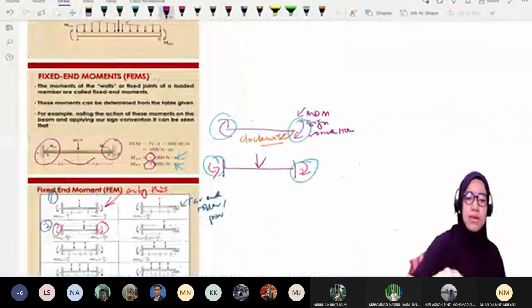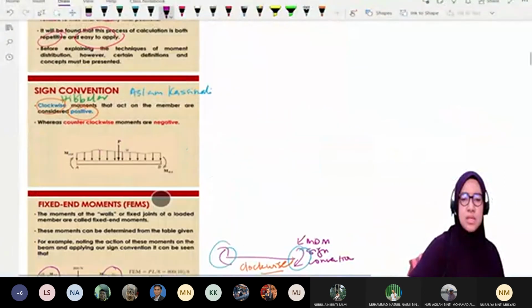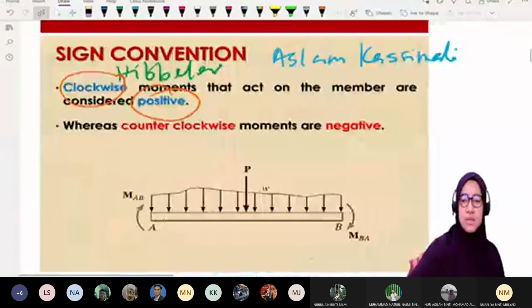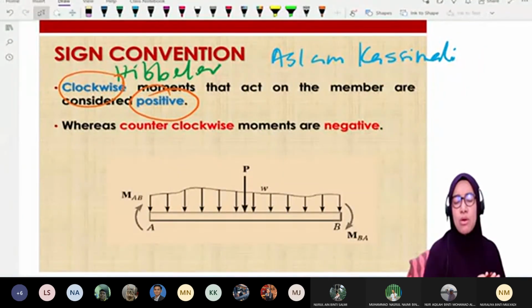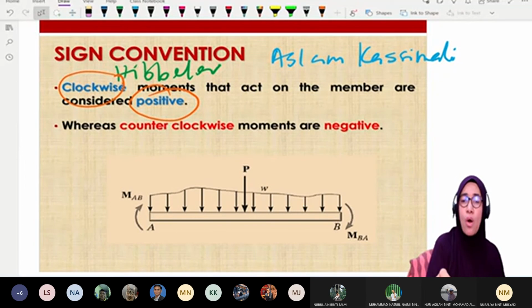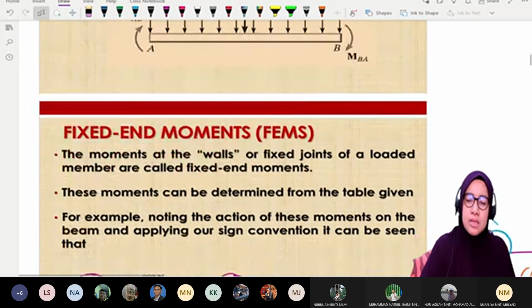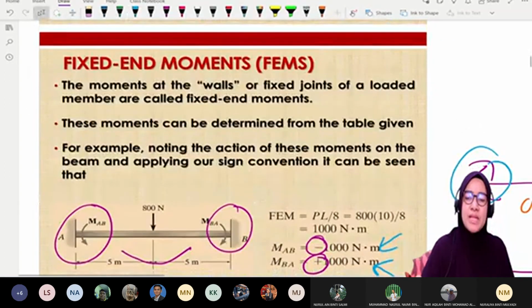Okay, tadi sign convention kan? Tadi sign convention. Okay, so just remember clockwise positive. Clockwise positive, yang ni dimension about member. On the member, nampak tak ni? Member. Sini ya, member. Okay, member clockwise positive. Joint moment, opposite. Okay, move to fixed end moment.